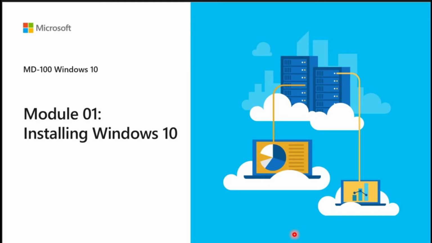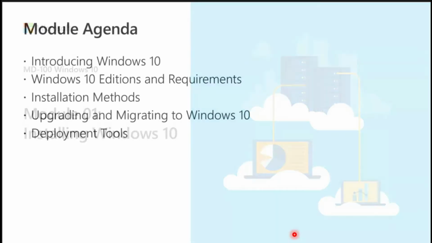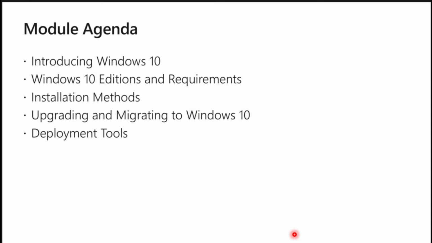So in this section we're going to look at installing Windows 10. We're going to discuss introducing Windows 10, Windows 10 editions and requirements, installation methods, upgrading and migrating to Windows 10, and we're going to look at some deployment tools. These are the topics we're going to discuss now.